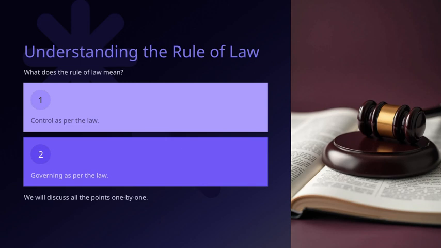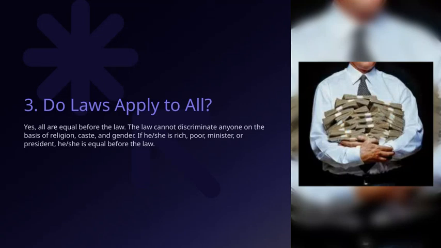We'll go through each of these points one by one, so you'll see how they fit together and why they're so important for a just society. The overall theme here is that the rule of law is the foundation for accountability, fairness, and stability in any governance system. So, do laws apply to everyone?